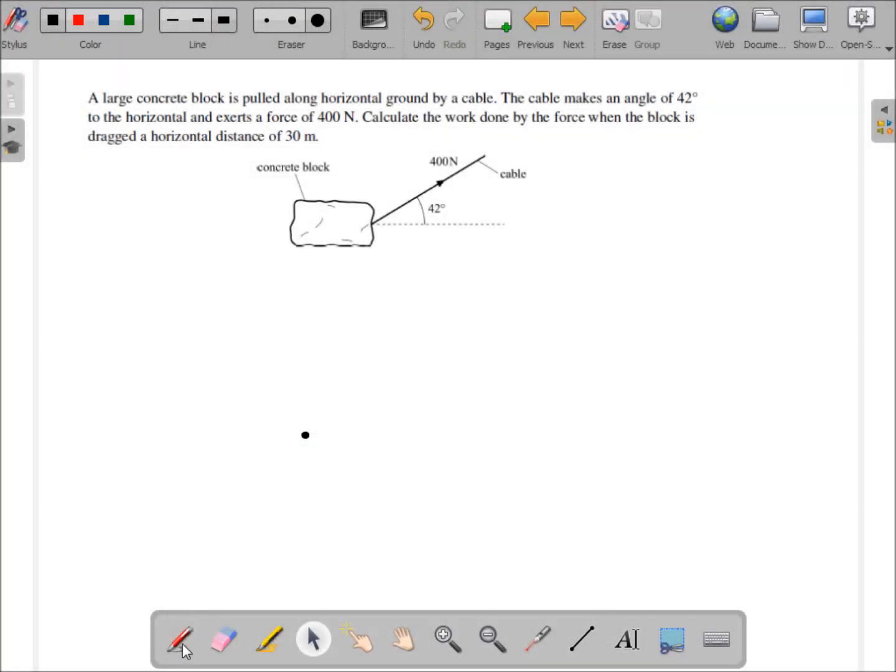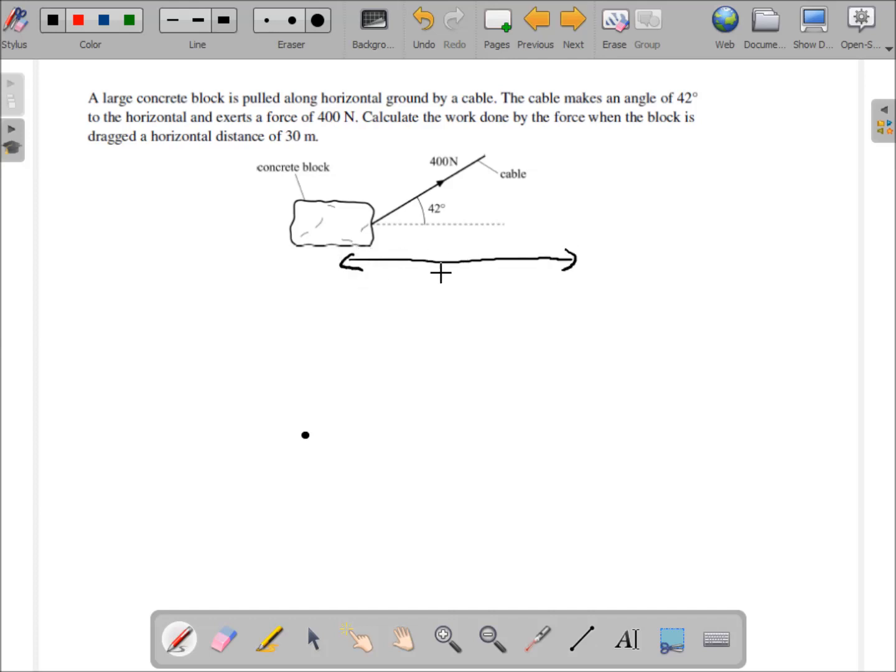So this is the second set of worked examples for the gravitational potential energy lesson, and this one's dealing with the issue that we had when the force wasn't in the same plane as the direction travelled or the distance travelled. So here we've got a situation where we're pulling a concrete block along the floor. We've got a 400 newton force, at an angle of 42 degrees to the horizontal, and we're trying to find out the work done when the block is dragged a certain distance along the floor.